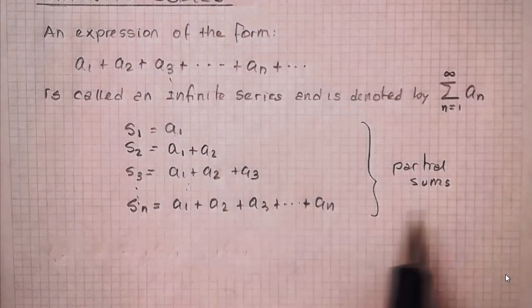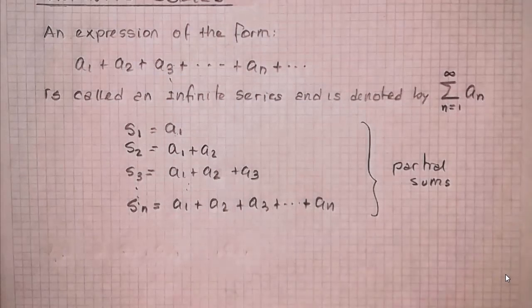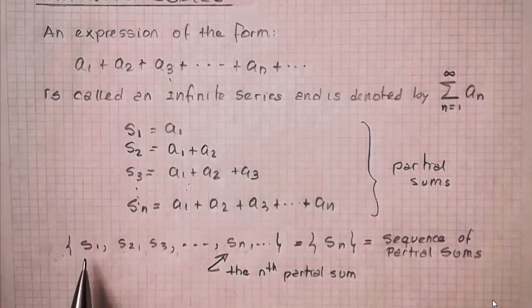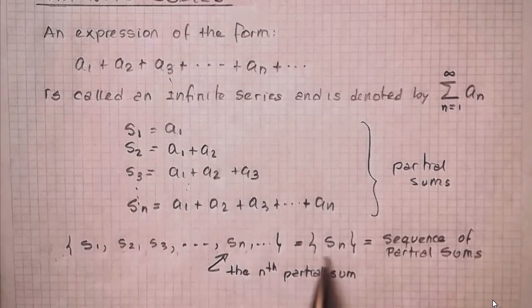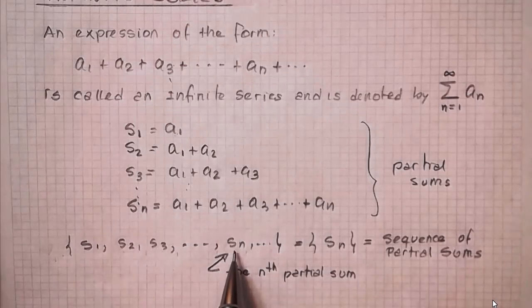All of these sums are called partial sums. And the sequence of all those partial sums that we represent like this is just a sequence of partial sums. And that particular partial sum is called the nth partial sum.